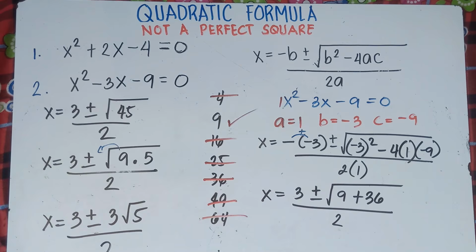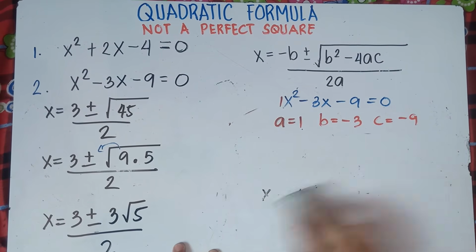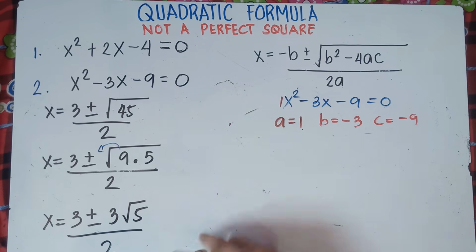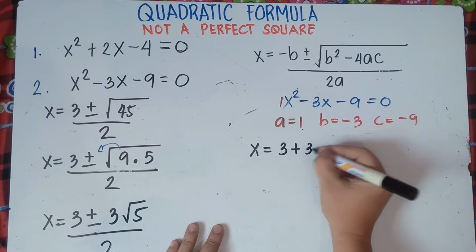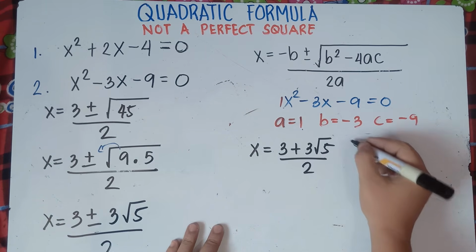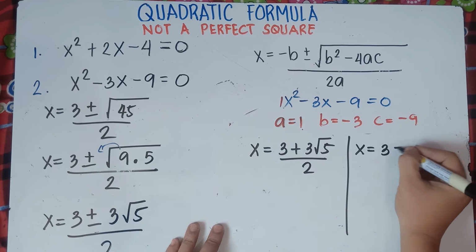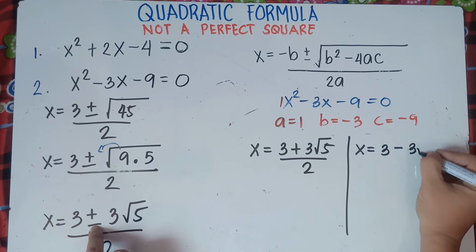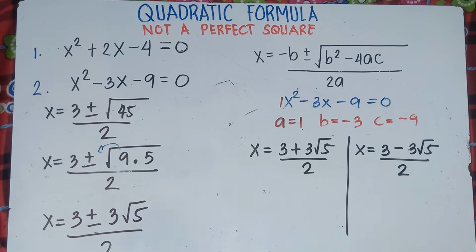Alright, and then we're almost done. So you pause the video, class. I'll be erasing this one. So almost done. We have positive and negative, so we have two answers. So this will be x equals 3 plus 3 square root of 5 over 2, and x equals 3 minus 3 square root of 5 over 2. So you can actually have that answer, class.